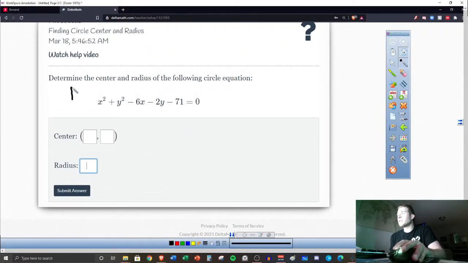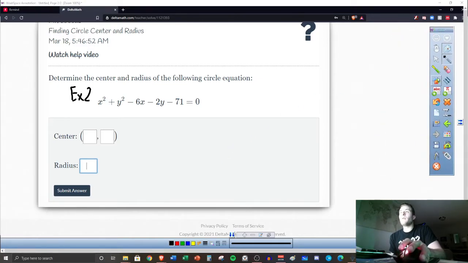Write this as sort of your next example, like example 2. Okay. So go ahead and write that down. X squared plus y squared minus 6x minus 2y minus 71 equals 0. And we still want to use, for us to find the center and the radius, we still need to have an equation in this format. Okay.